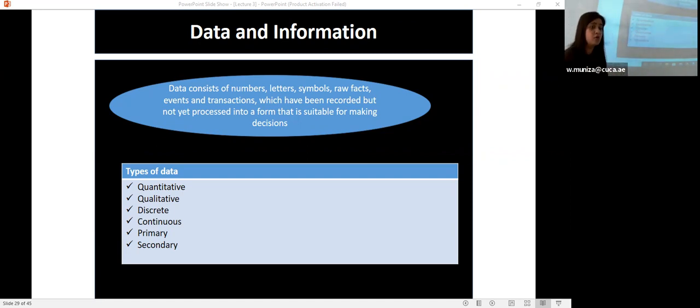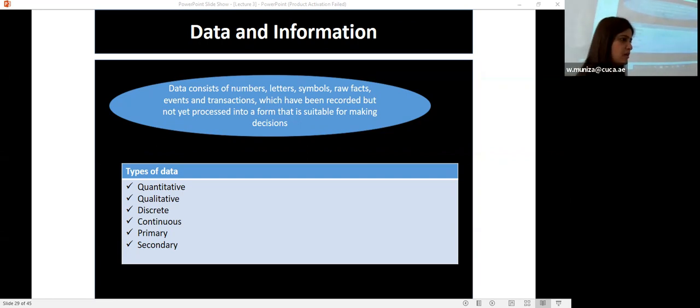On the other hand, we have continuous data. This is the kind of data which can be expressed in the form of decimals also. Say, for example, height of an individual, weight in the form of kilograms, quantity of liquid in the form of liters. This data can be expressed in the form of decimals also. This is continuous data.